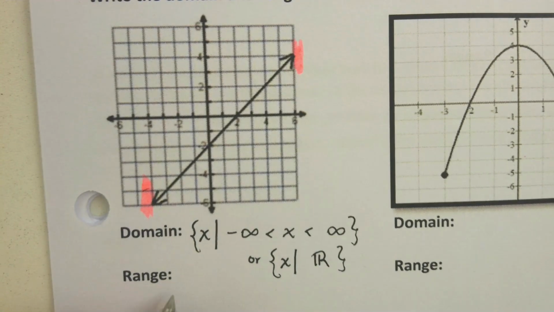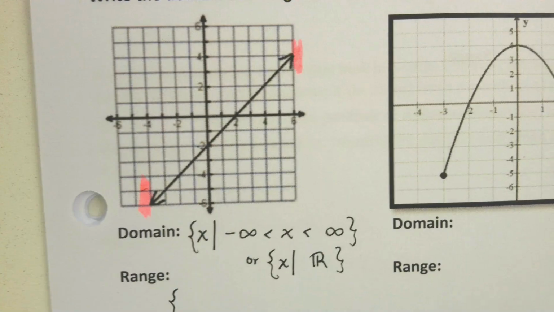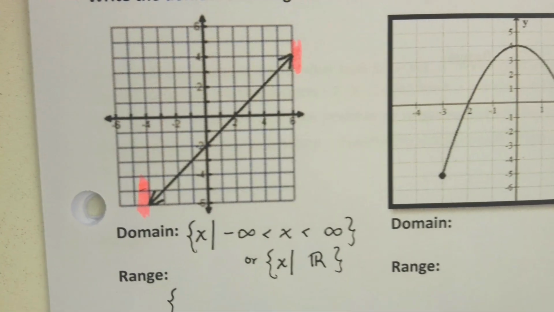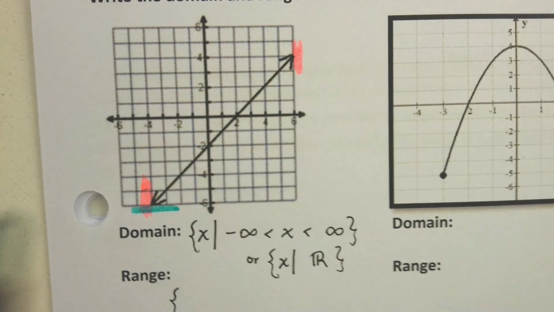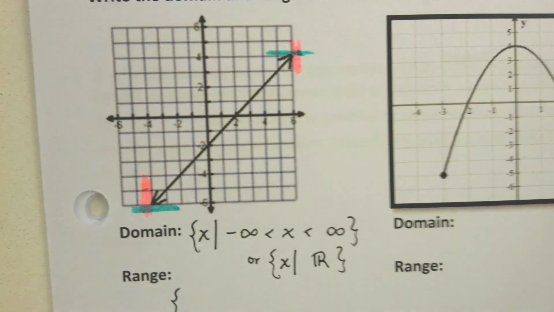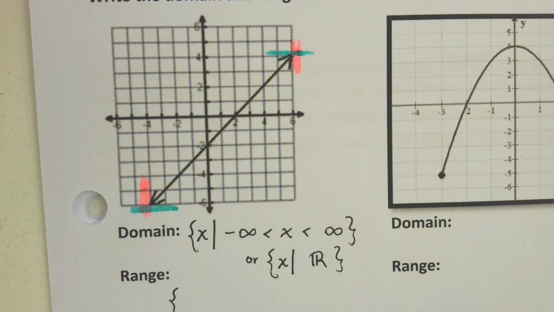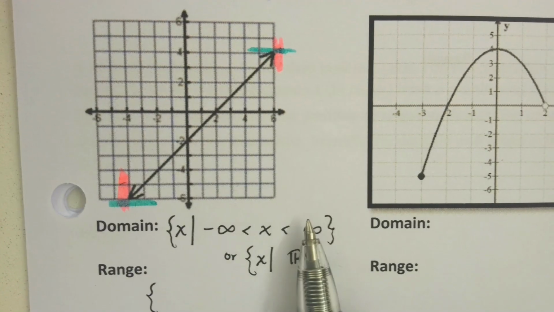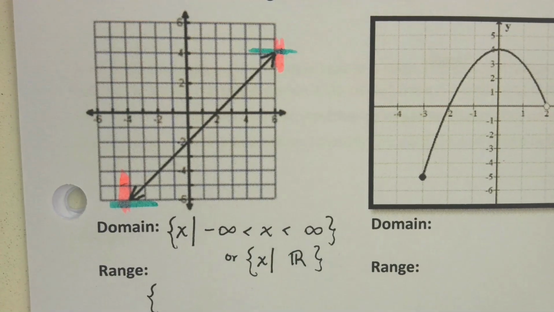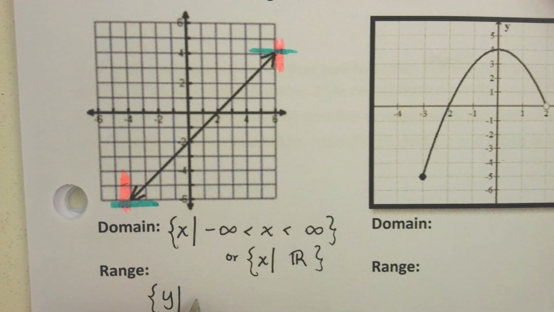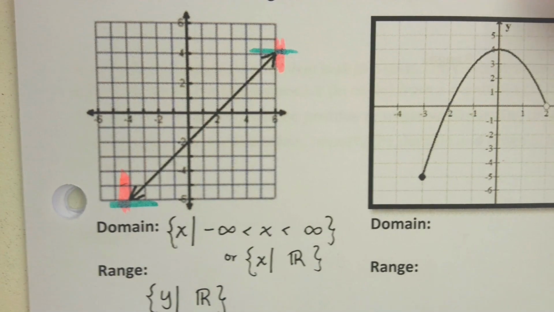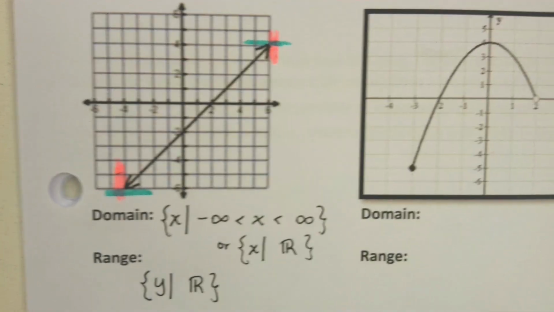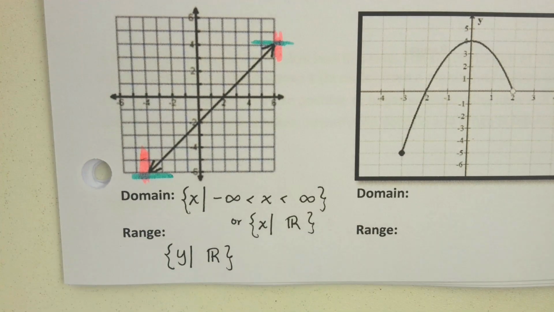Okay, similar for range, but remember range is your y's. I'm going to look lowest first. Okay, lowest, what do I see? Arrow going down. Highest, what do I see? Arrow going up. Do I have to go through the whole spiel again of saying negative infinity to positive infinity, or can we just say all real numbers? We know the trick now. So we're going to say y is in the set of, and then just throw in real numbers. Oh, sorry, can't see it. There it is.